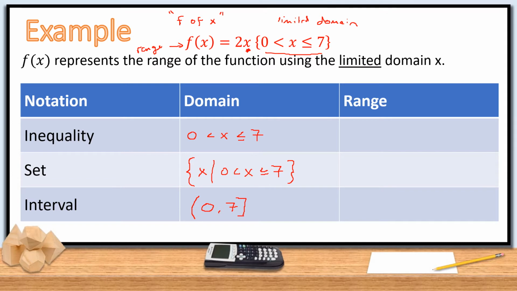Over to range. Now this is the one where you have to think about it a little bit. If I put 0 in for x, 2 times 0, so f of 0, 2 times 0 is 0. If I put 7 in, so 7 instead of x, 2 times 7, the answer would be 14. So the range is going to go from 0 to 14.